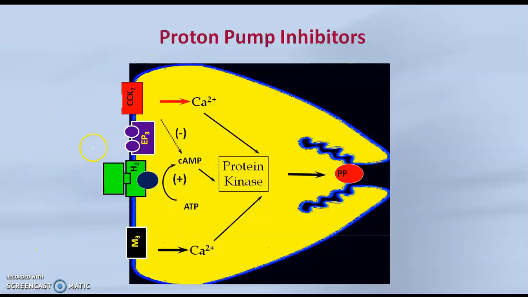And I told you what the mode of action of this drug is. This drug inhibits the proton pump; they block this enzyme, and if this enzyme is blocked, then the whole process will stop and there will not be any HCl secretion.